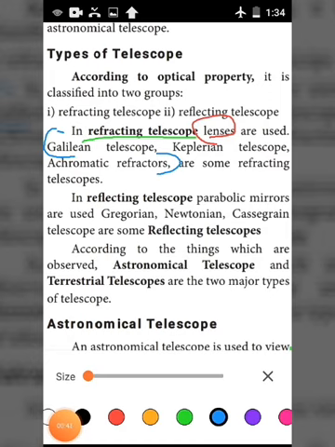The first type, refracting telescope. The refracting telescope is made up of lenses. So the refracting telescope is used in Galilean telescope, Keplerian telescope and achromatic refractors. Galilean and Keplerian: one is the scientist Galileo, another person is Kepler. So in refracting telescope we are using lenses. This telescope is used in Galilean telescope, Keplerian telescope and achromatic refractors.